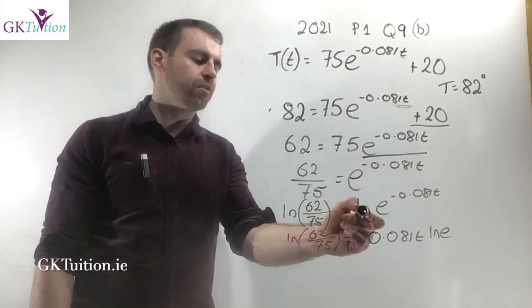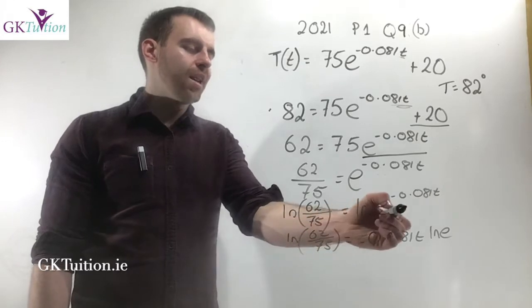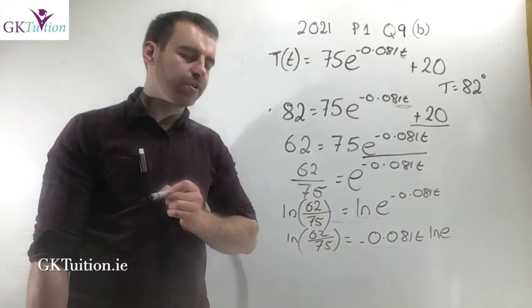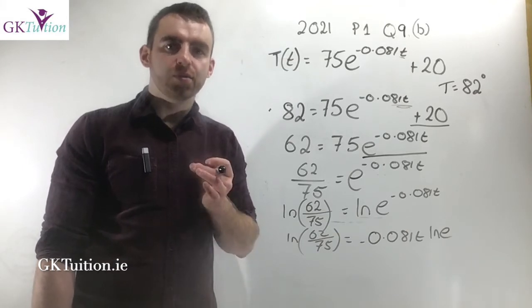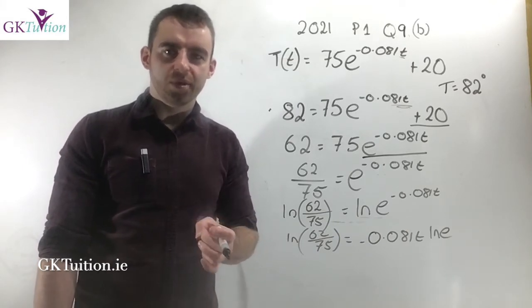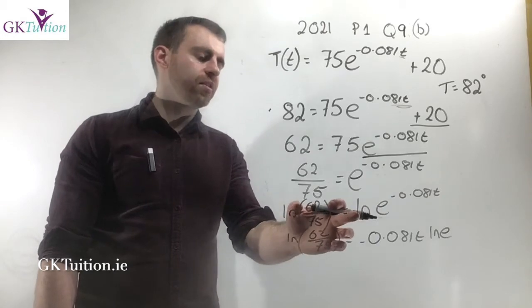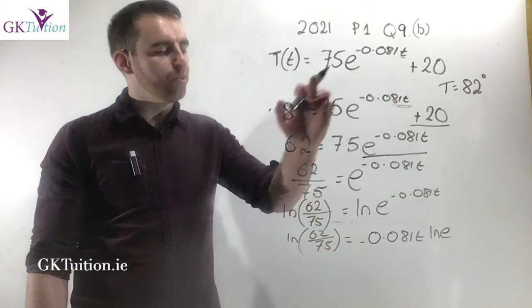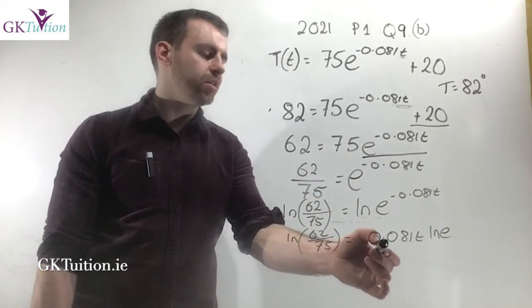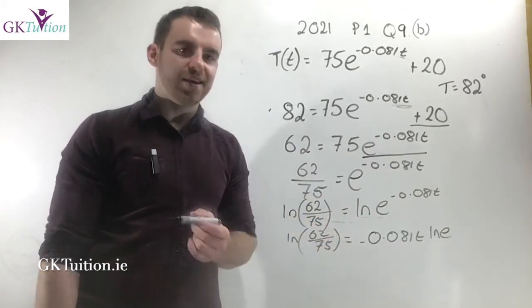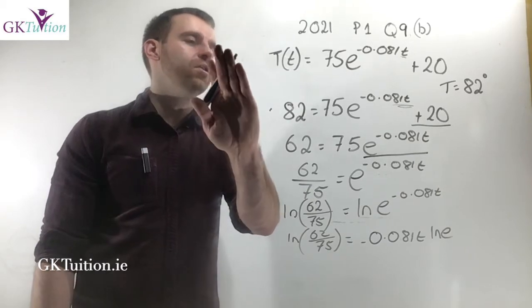Now I've isolated that e, so now the unknown is in the power, so I introduce logs. I decided to introduce the natural log, ln, putting ln in front of the right hand side and ln in front of the left hand side. The reason we introduce logs is to use the rules of logs. And the third rule of logs on page 21 says if you've log of something to a power, you bring the power in front. So I just simply bring in front minus 0.081t ln e. And from here it's going to be relatively straightforward.